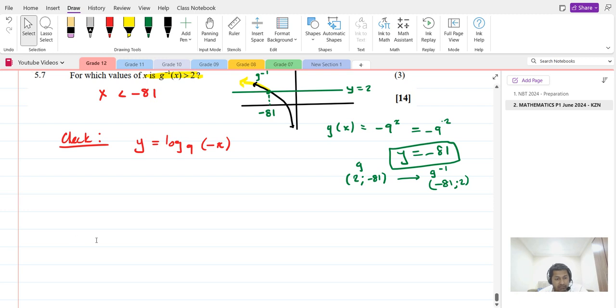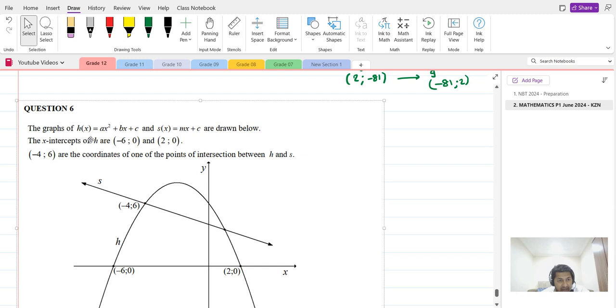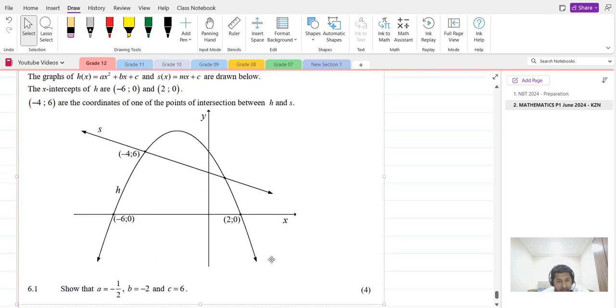So in this problem, what we have is the graph of h of x, a parabola in the standard form ax squared plus bx plus c. We have the straight line which is going through the point minus 4, 6, and it's also going through the parabola. But on the parabola what we see is we have two x-intercepts and we have a point. So perfect, we can find the equation of the parabola. Yes, after we find the equation of the parabola, the straight line may be drawn.